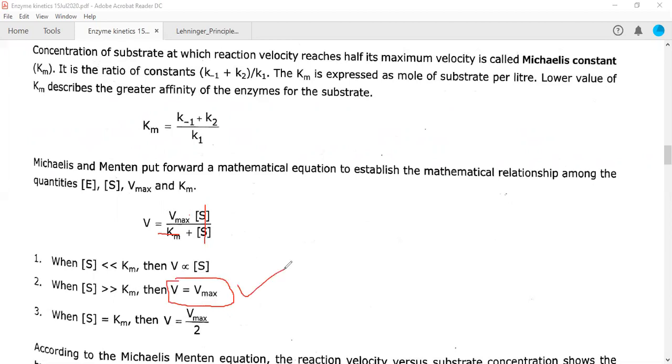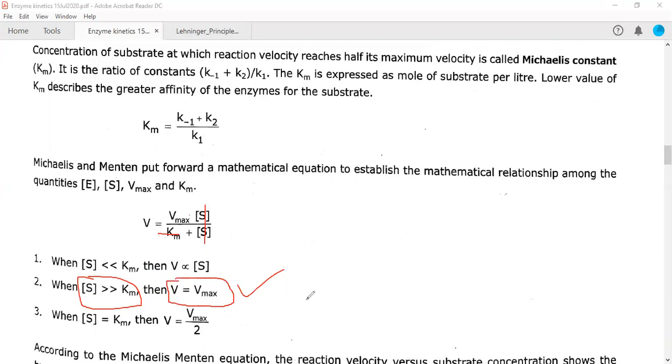So these can be asked like questions. When you are having substrate concentration very less than Km, what will happen? So the rate of reaction will become directly proportional to the substrate concentration. Same thing, when you are having the substrate concentration very high than Km, what will happen? So you can assume from this equation that this is going to cancel this. So V will equal V maximum. So your initial rate of reaction will become equal to the maximum rate.